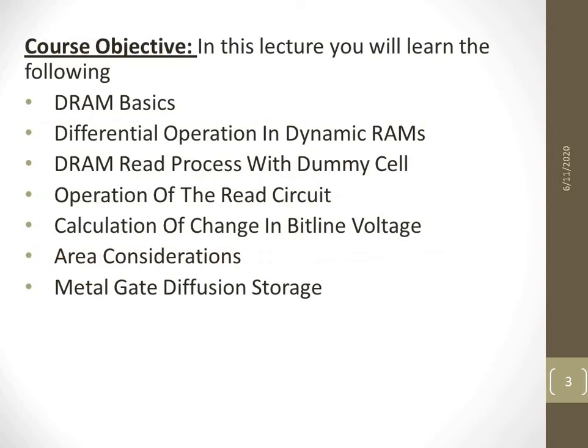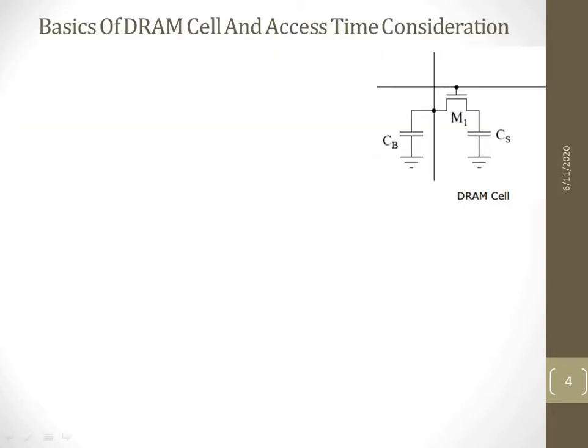The objective of this lecture is to make you understand DRAM basics, differential operation in dynamic RAMs, DRAM read process with dummy cell, operation of the read circuit, calculation of change in bitline voltage, area considerations, and metal gate diffusion storage. So first, let's see the basics of DRAM cell and access time consideration.